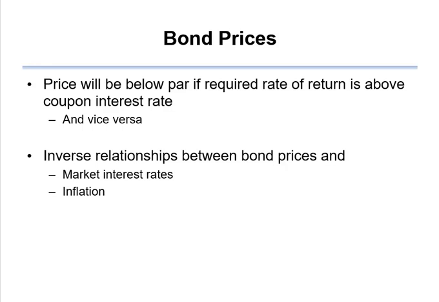The price of a bond will be below par if the required rate of return is above the coupon rate. That's what we just talked about, right? If my required rate of return is higher than the interest rate on the bond, my price will fall below par. We'll see that in Excel. I'll actually work a problem. And it works the opposite way too. If my required rate of return is less than the bond's, so let's say I require 4%, but the bond is paying 8%. Whoa, now I'll pay more for that bond. The price of the bond goes up.